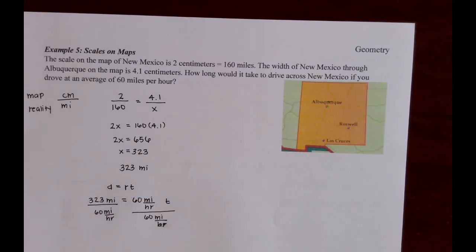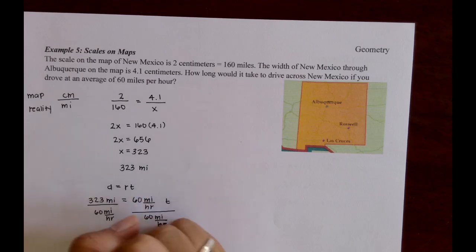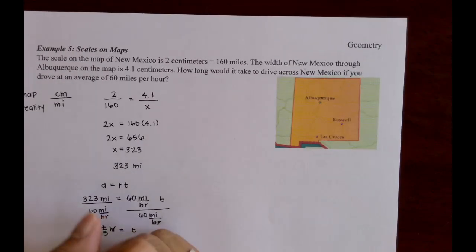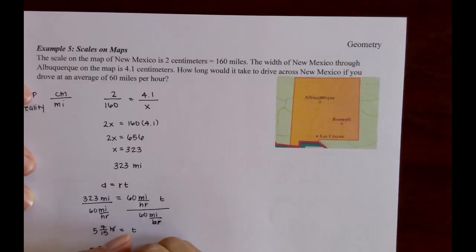Okay. And 328 divided by 60 is about 5 7/15. So it would take 5 7/15 of an hour, or if we want it in hours and minutes, it's 5 hours and 28 minutes to drive across. There you go.